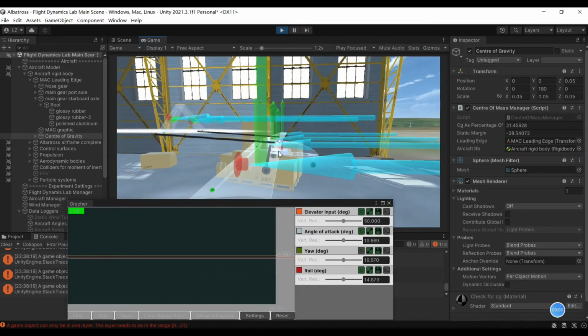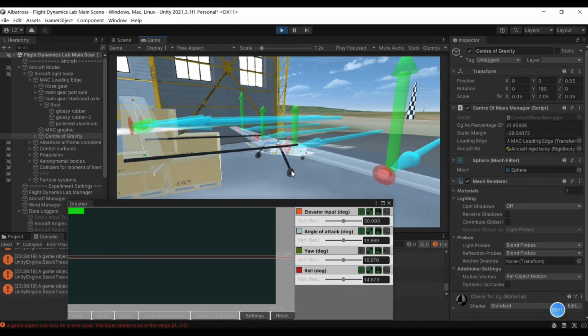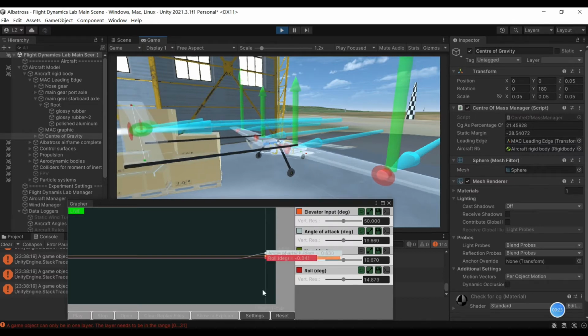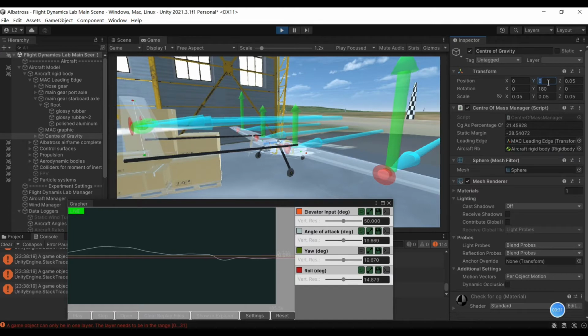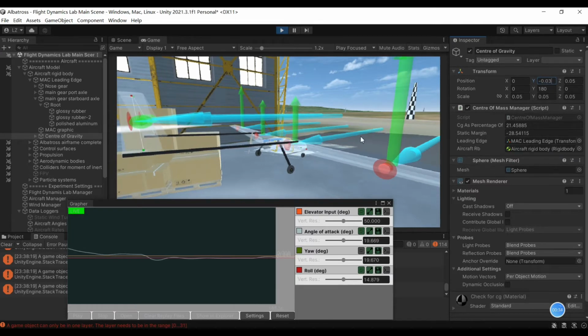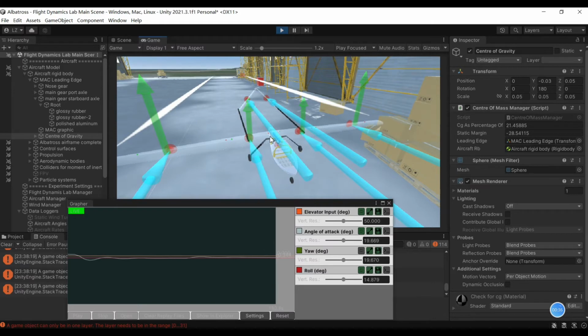Here we investigate the relationship between the thrust line and the CG. We need to adjust the CG so that when there is a change in thrust, the aircraft doesn't generate an additional pitching moment. We can see that the angle of attack increases as we turn on the engine. Then the y-axis is set as minus 0.03. Now if we turn on the engine, the angle of attack doesn't change, showing that the CG lies on the thrust line and no pitching moment is generated. Nice.